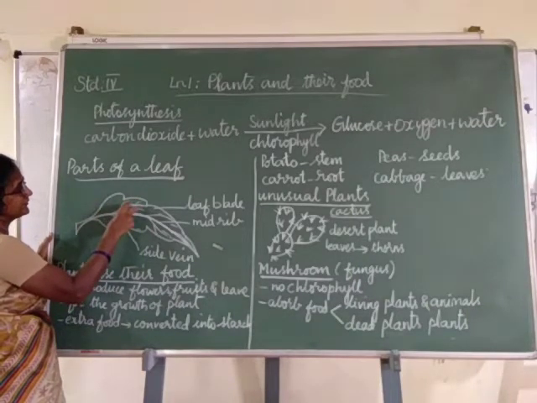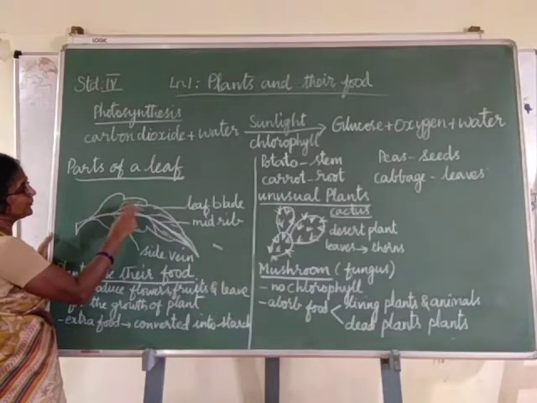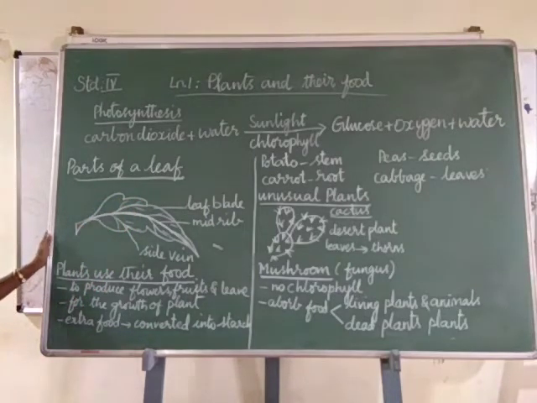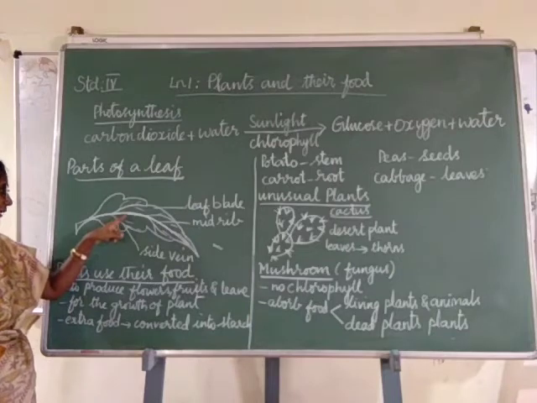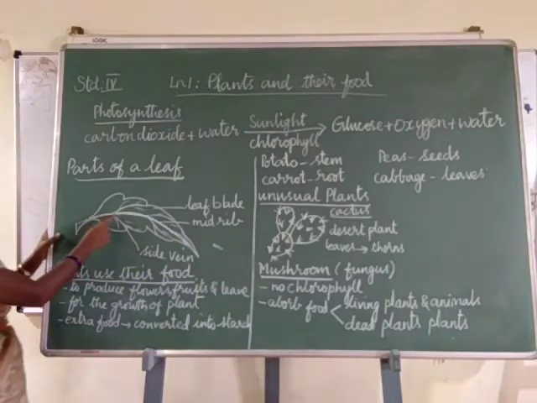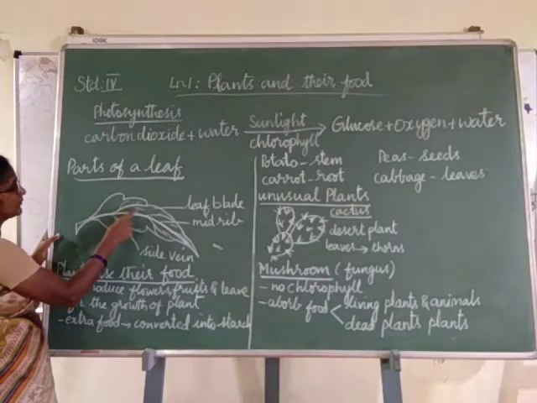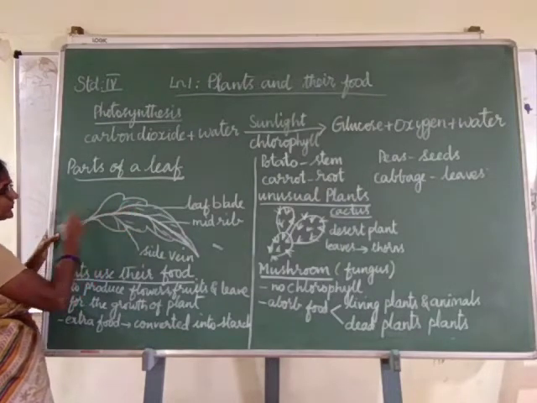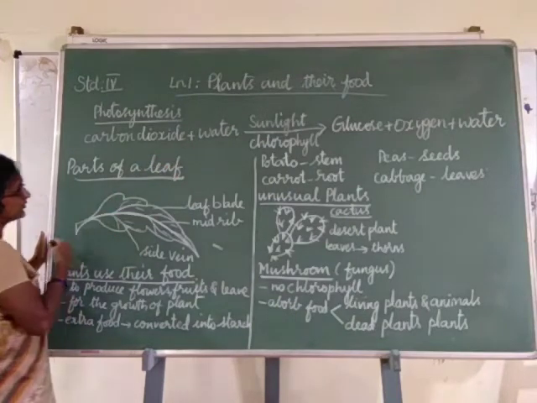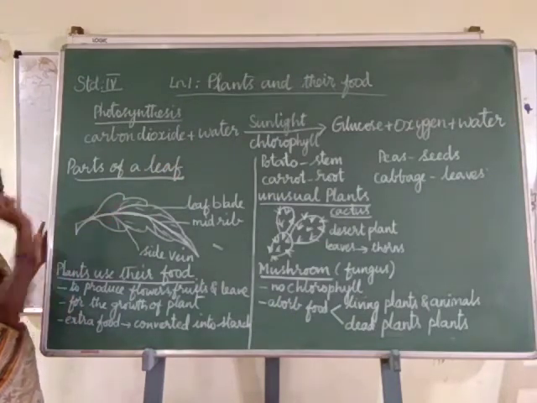Also, it carries the food prepared by the leaf to the other parts of the plant. What are the functions of the main vein, or midrib? It carries the food prepared by the leaf to the other parts of the plant. Also, it carries water and minerals from the soil to the leaf.